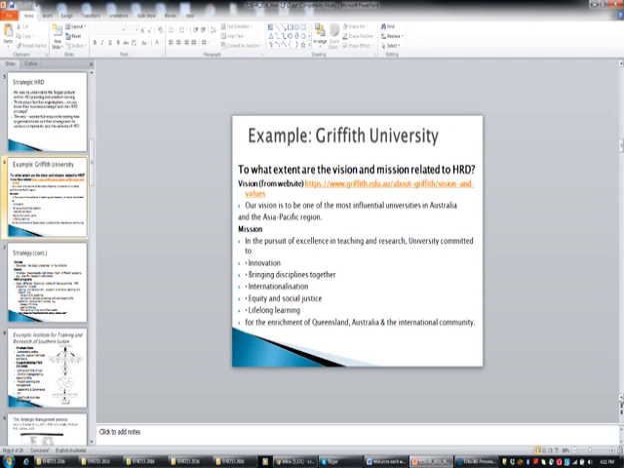We're committed, you can see in the mission, to innovation, bringing disciplines together. So we have a strong interdisciplinary background where different people work together. We see the value in that. Internationalisation, we're interested in being open to other countries. We do have a long history of equity and social justice and lifelong learning, and for the enrichment of Queensland, Australia and the international community. So they're big aims, but they're encapsulated there.